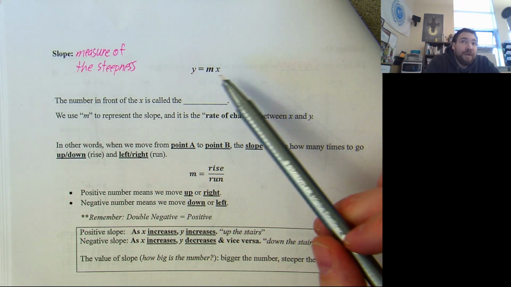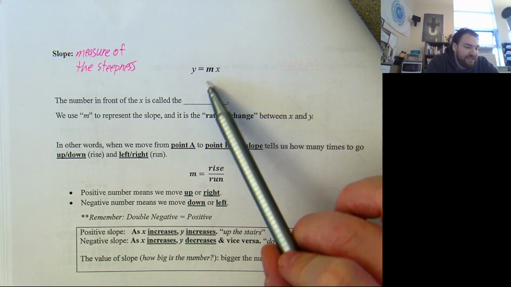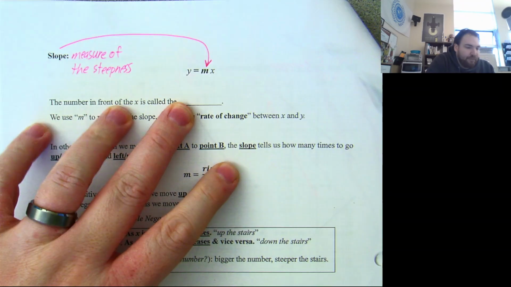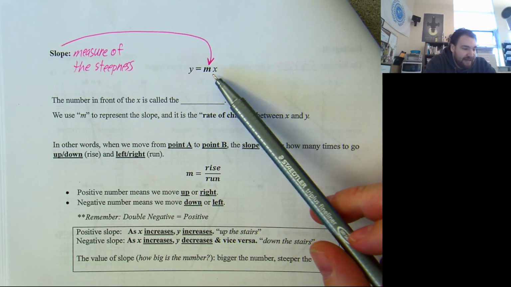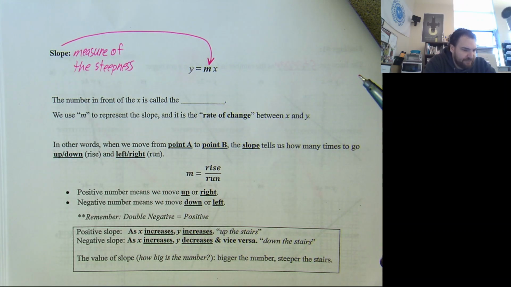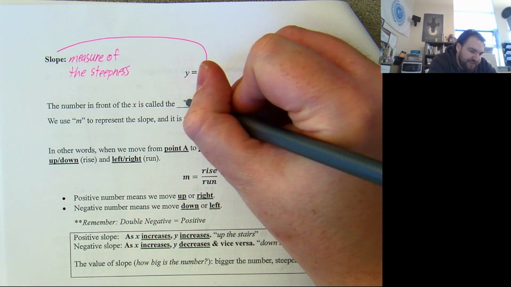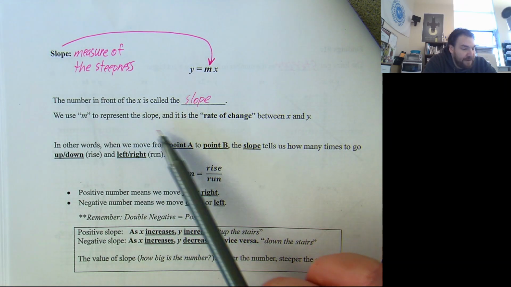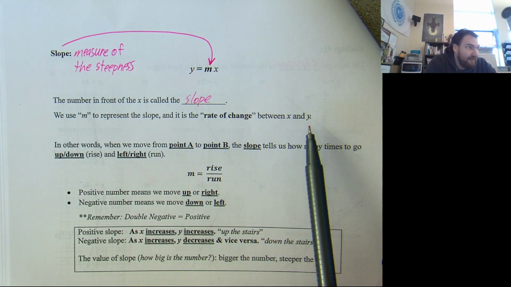And we give that letter in the general equation that we're going to put together. The slope is given to us by this letter m here. That value that's multiplied in front of the x, in general we call it m, and it is a measure of the steepness. So the number in front of the x is called the slope. M is used to represent the slope, and it is the rate of change between x and y.